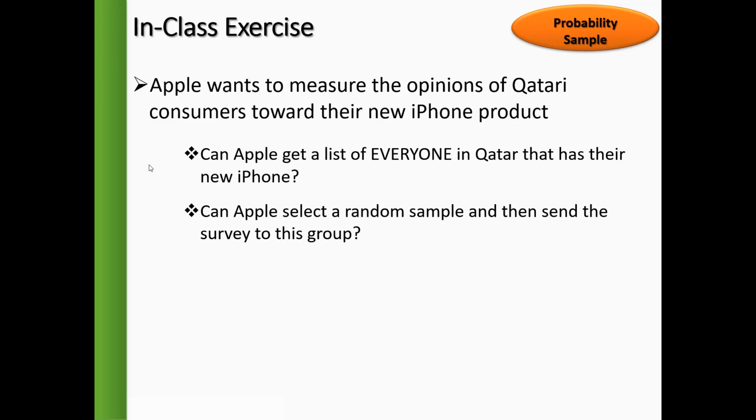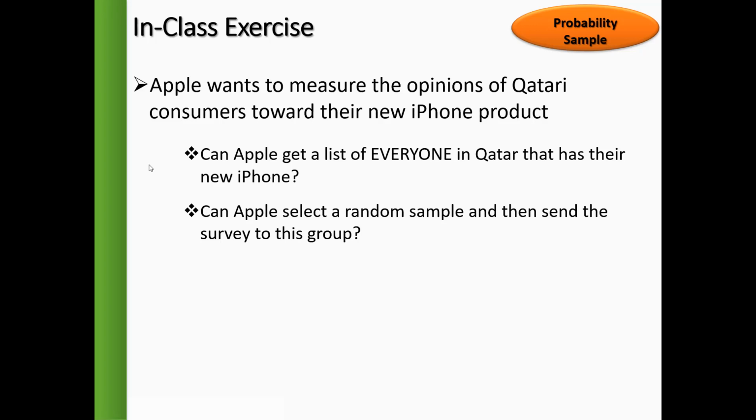Okay, can Apple select a simple random sample and send the survey to this group? It depends on how they're using their phone. If everybody had set up an Apple account, if everybody had set up some of the Apple apps and had their email registered in there and had given permission for Apple to contact them for marketing purposes, then they could generate that list and create a random sample from that list. But that assumes a lot of things.